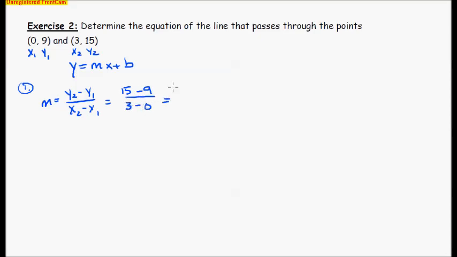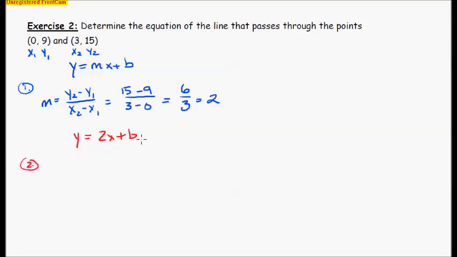Okay, and I just do the math. 15 minus 9 is 6. 3 minus 0 is 3. So I get a slope of 2. All right, so far, my equation is going to look like this. Alrighty, step number 2.